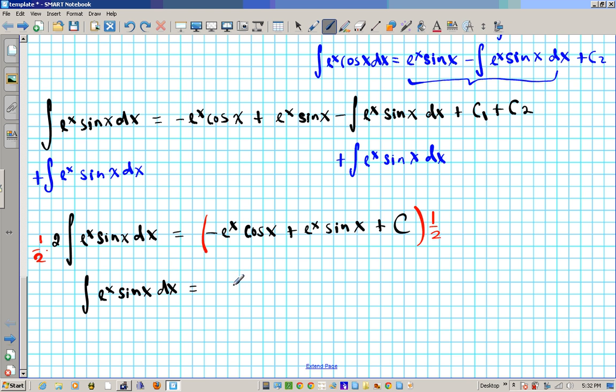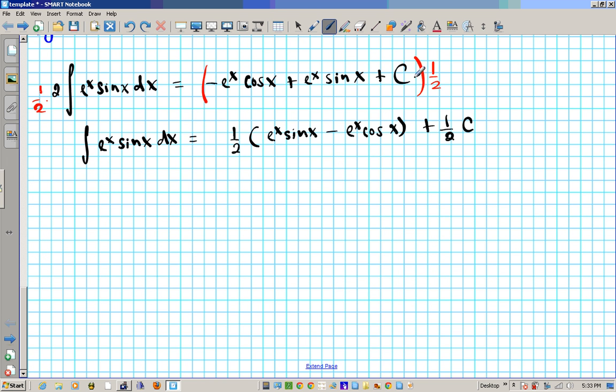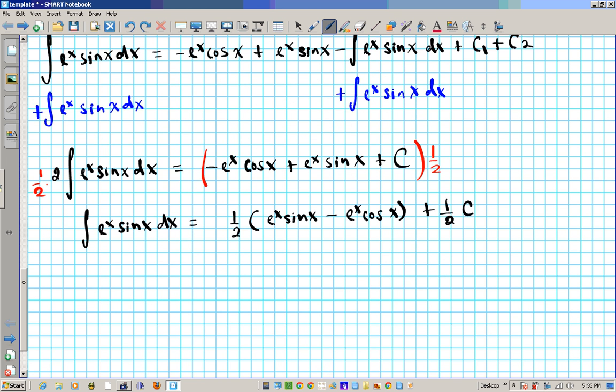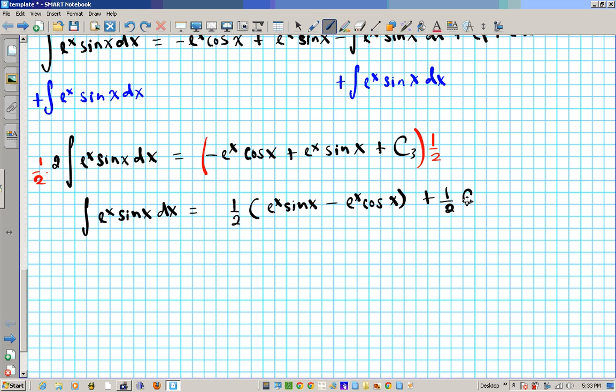equals 1/2. See, it doesn't matter, I can switch these two around if I want. I can say e to the x sine x minus e to the x cosine x, just to make it look nice, plus 1/2 c. Okay, like that. We can call this constant 1/2 c3, and then I don't like using indices here, so I can just let c3 be c.